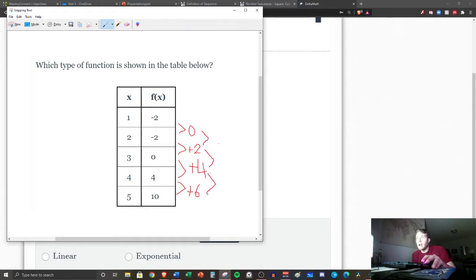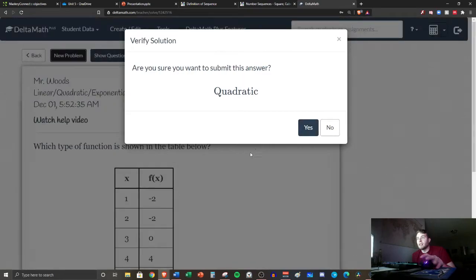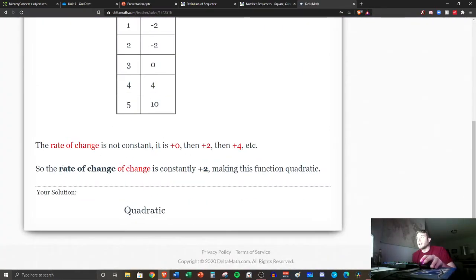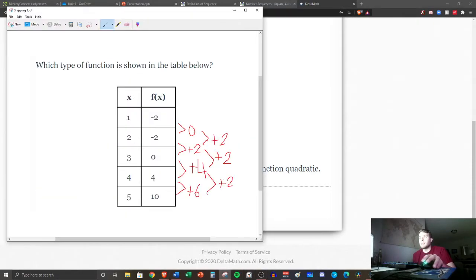And what we notice is we're adding 2 every single time here. Adding 2 every single time. So this is an indicator that this is a quadratic. All right? Because the second row of differences is constant, quadratic should be right. Let's see their explanation. The rate of change is not constant. It's +0, +2, +4. So the rate of change is constantly +2. So that's from this rate of change here, the change in the change there.